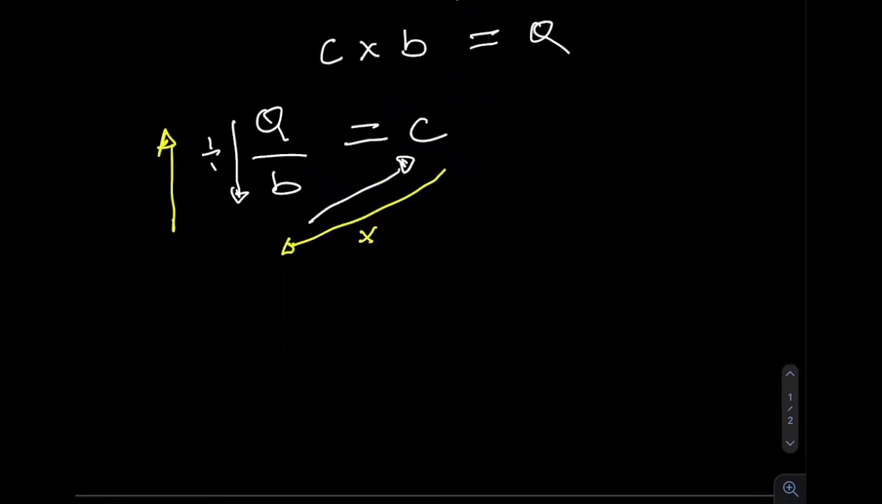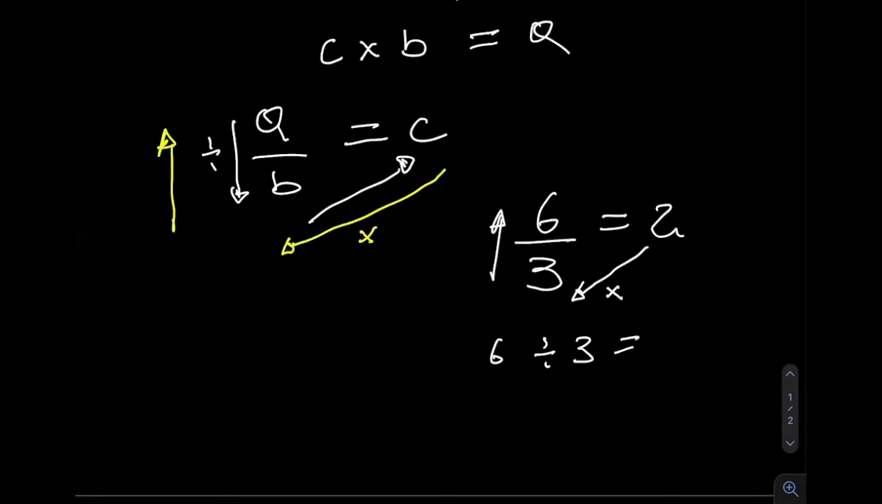Let's put this with numbers. Let's say 6 divided by 3, we get 2. And 2 multiplied with 3, we get 6. So we said 6 divided by 3 is 2, and 2 multiplied with 3, we get 6.